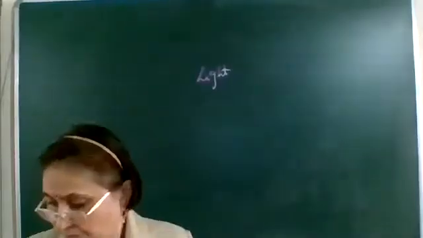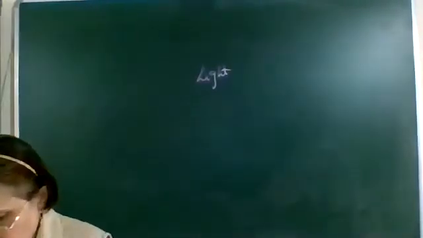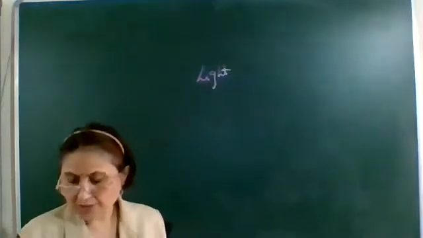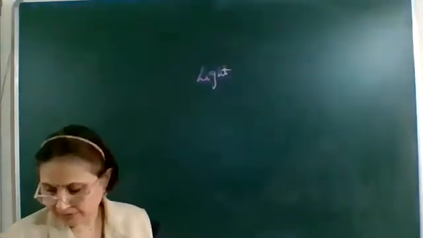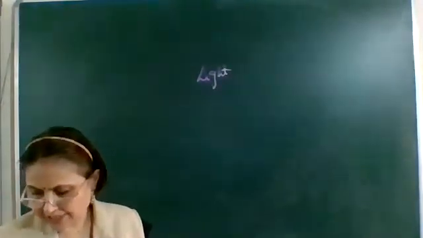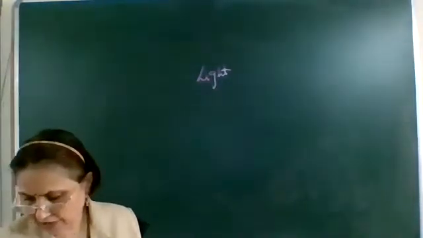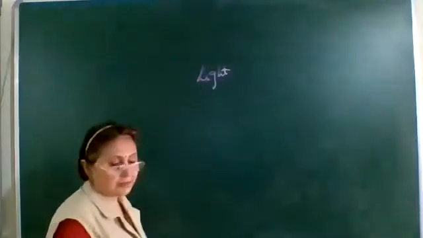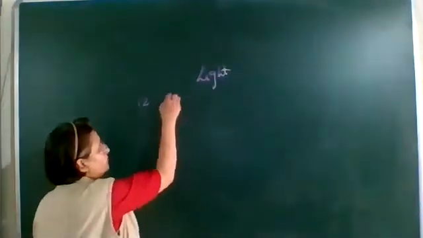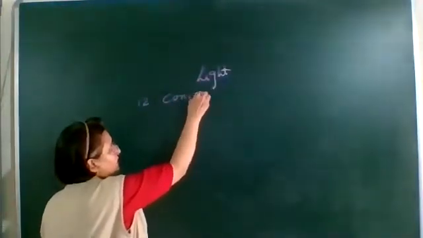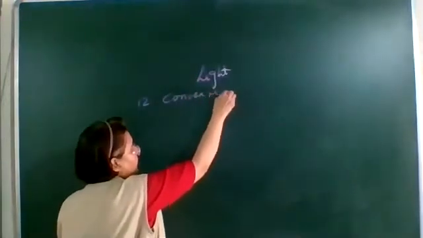Now, a few questions I have given you. Let's discuss those questions. Question number 12. An object is placed at a distance of 10 centimeter from a convex mirror of focal length 15 centimeter. So first you will write which mirror that is. This is a convex mirror.